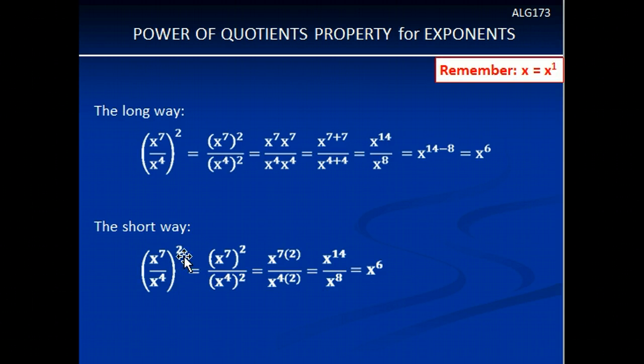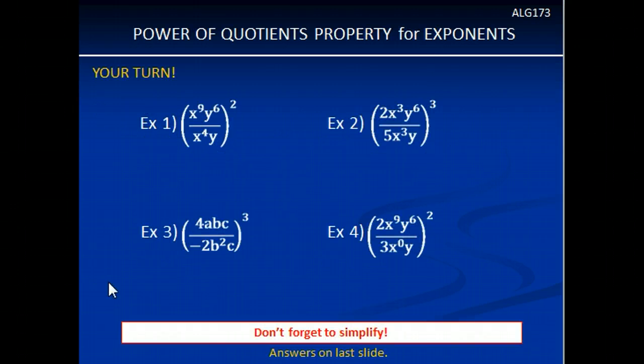So the easiest thing to do is just multiply 7 times 2, 4 times 2, x to the 14th over x to the 8th is x to the 6th. We like to keep it as simple as possible. Here are some examples. Now don't forget to simplify.